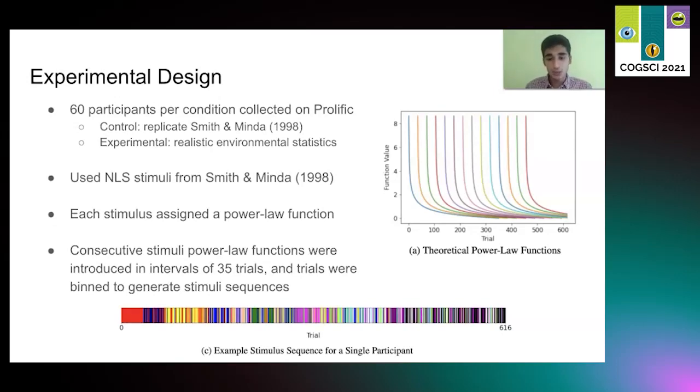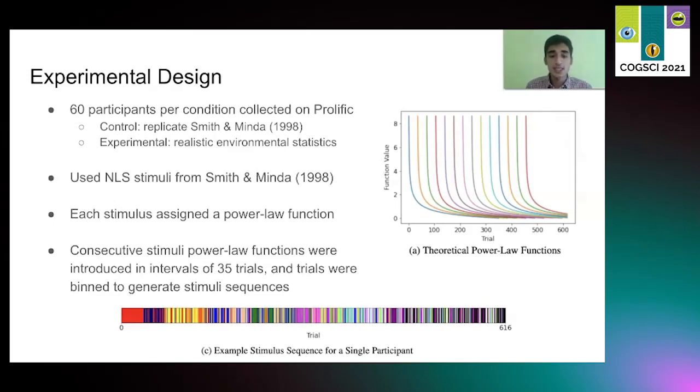The control condition was essentially identical to Smith and Minda's, in which the stimuli were presented with equal frequency over time. In the experimental condition, however, we assigned each stimulus a power law function with a 35 trial lag in between consecutive functions, as shown in graph A on the right. The order of power law functions was randomly permuted for each participant.